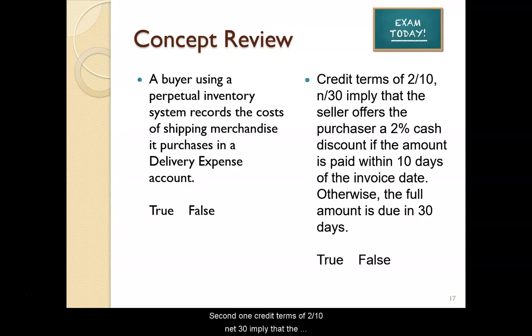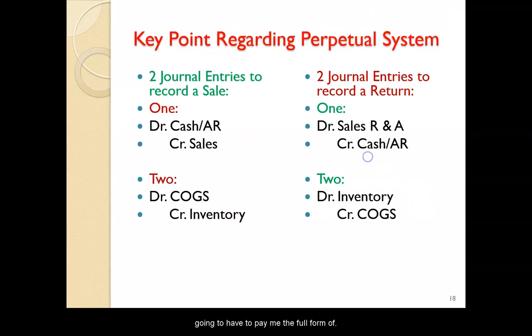Second one: credit terms of 2/10 net 30 imply that the seller offers the purchaser a 2% cash discount if the amount is paid within 10 days of the invoice date. Otherwise, the full amount is due in 30 days. True or false? The answer there is true, right? If you don't take advantage of the discount, under these terms you're going to have to pay me the full amount.